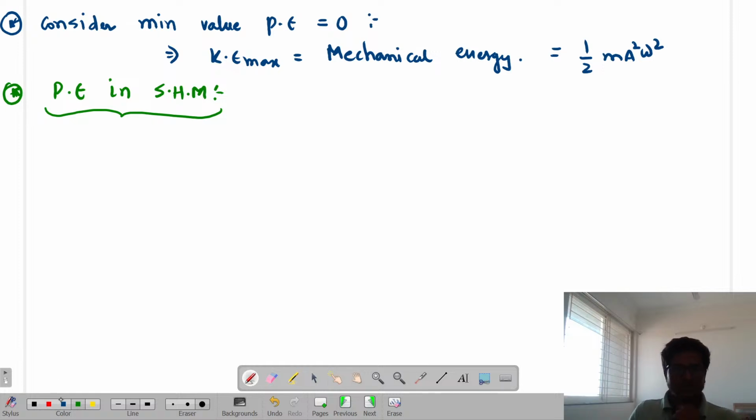So now you know that the force equation is given as F is equal to minus of kx, where x is the displacement from mean position.